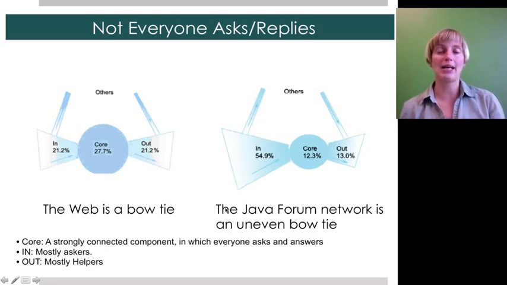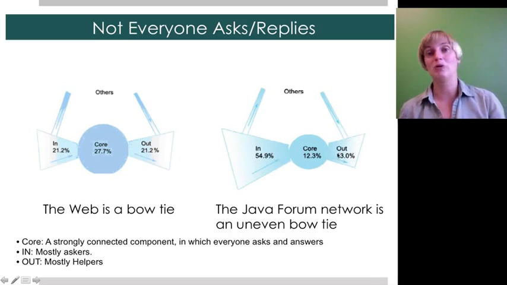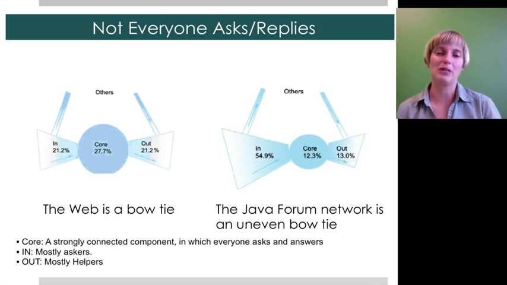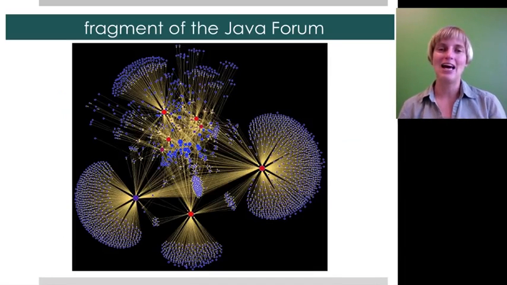These are people who are asking questions but not necessarily replying, or if they do reply, they didn't reply to someone in here, and so they all compose this in component. And there's a small out component. These are people who only answer but don't ask. Okay, but back to the question of centrality.